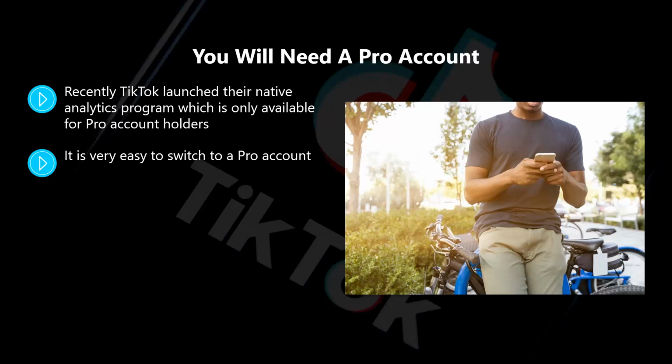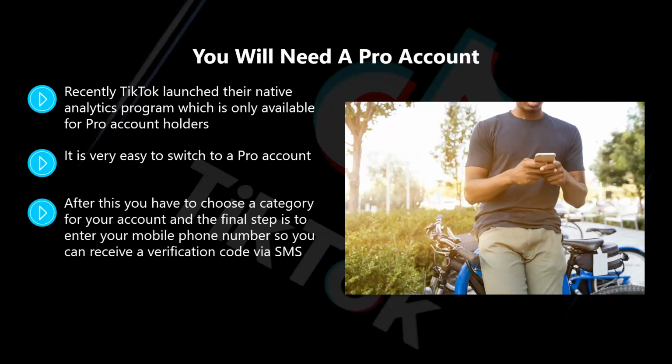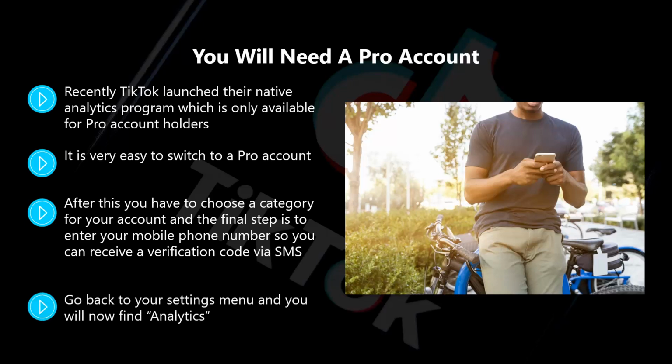Just go to your profile settings and tap on Manage My Account. On the next screen, just tap on Switch to Pro Account. After this, you have to choose a category for your account, and the final step is to enter your mobile phone number so you can receive a verification code via SMS. Enter the code, and you're good to go. Go back to your settings menu and you will now find Analytics. Tap on this to get to your dashboard.